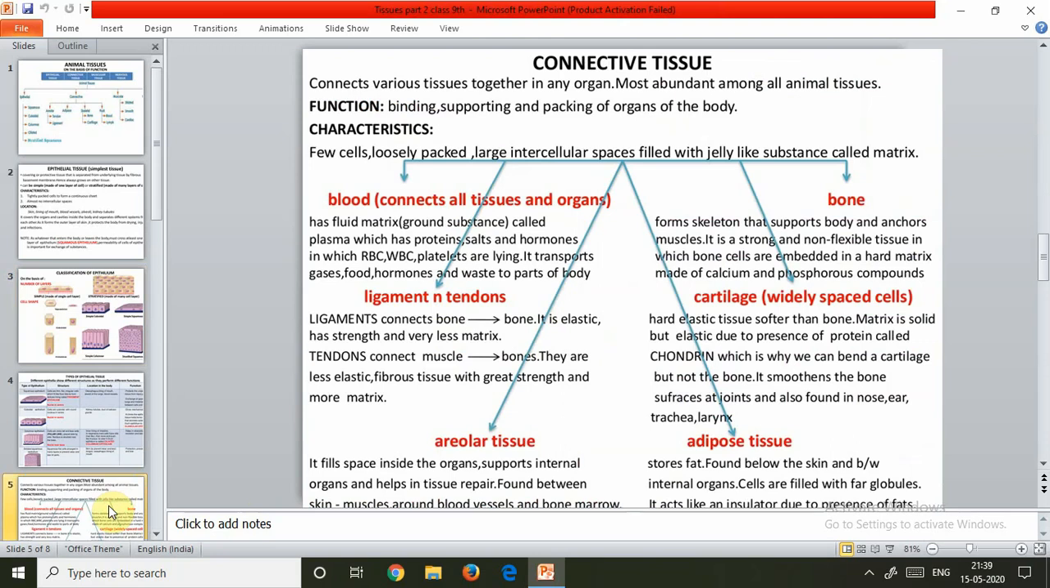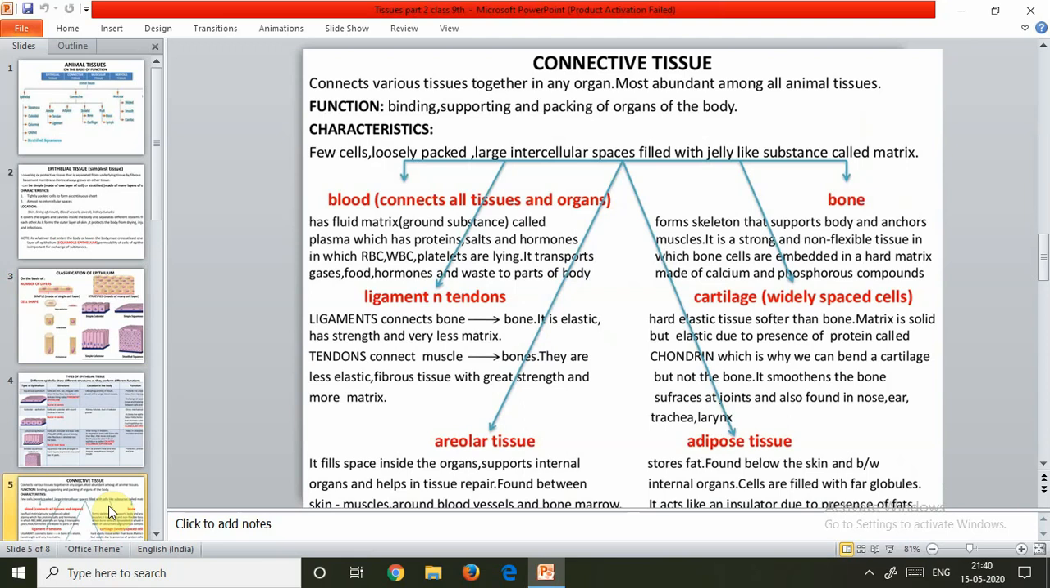The tissues can connect bones to each other, and muscles to bones. What is the function? That is the ligaments and tendons. The ligaments connect bone to bone, and the tendons connect the muscle to bone. So the connective tissues are mainly for providing connection.